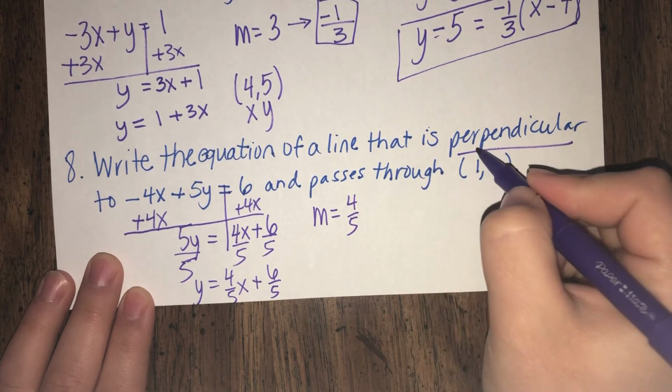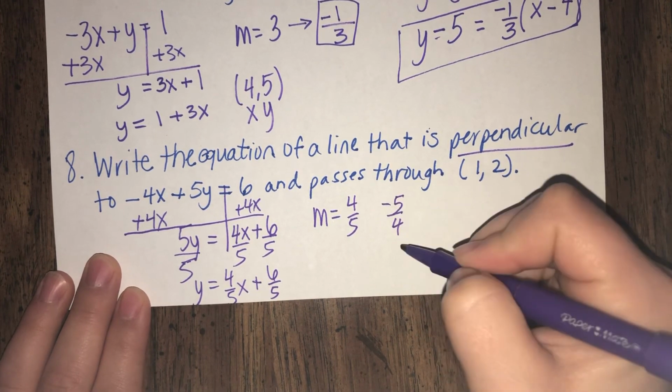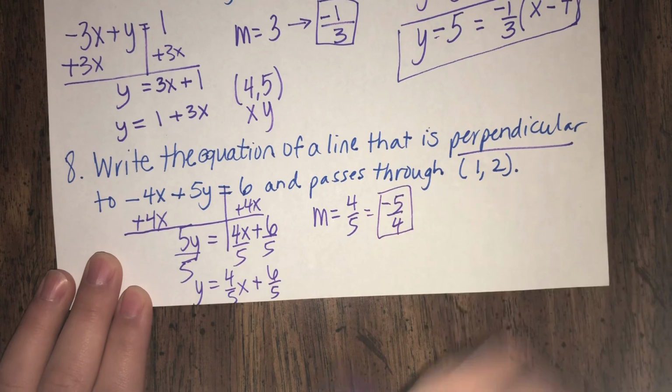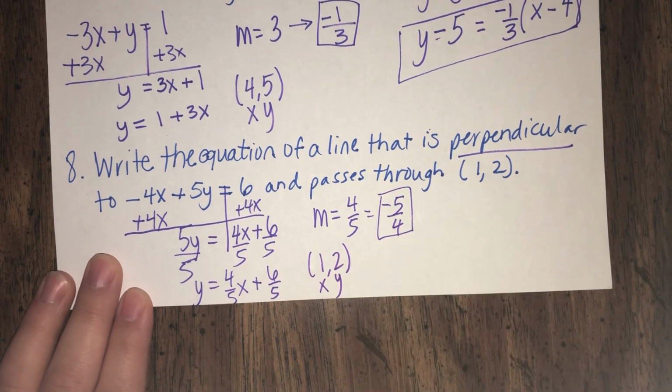you need to make it perpendicular by flipping it and reversing it. Here's your m, here's your point. Make that equation for number 8. Good luck.